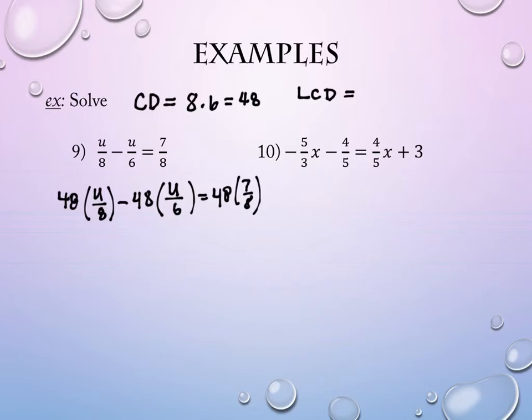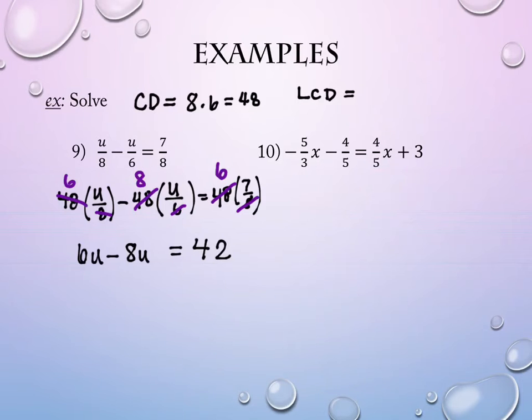Okay, so again, why do we choose 48? It's because they're going to evenly divide by the denominators. This is 48 divided by 8. What is 48 divided by 8? 6. 6 times u is 6u. I have a subtraction sign next. I have 48 divided by 6. 8. That's 8. 8 times u is negative 8u. And then I have my 48 times 7 eighths, so 48 divided by 8, which is 6, and 6 times 7 is 42.